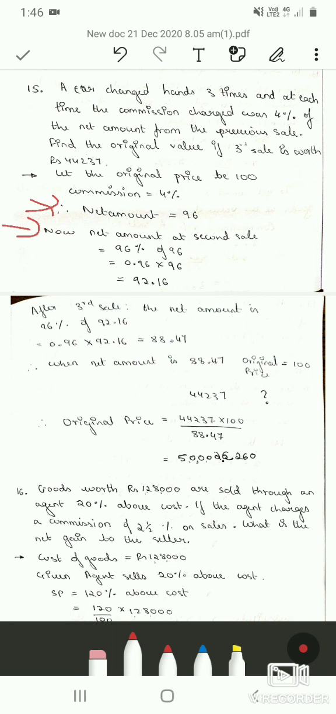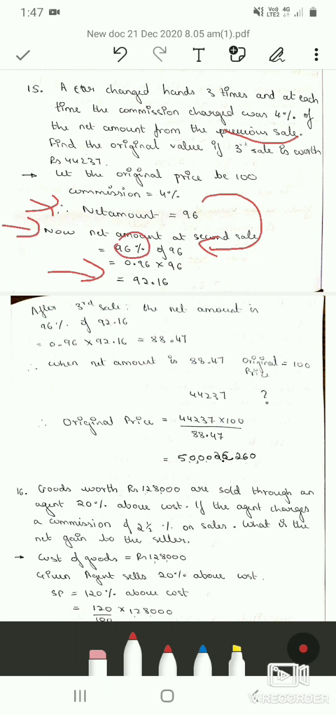Now let us find the net amount at the second sale. What in the question they have given is the net amount from the previous sale. So from the previous sale we got the net amount as 96 rupees. So therefore the net amount at the second sale was 96% of 96. That is 96 divided by 100 into 96, we will get it as 92.16.